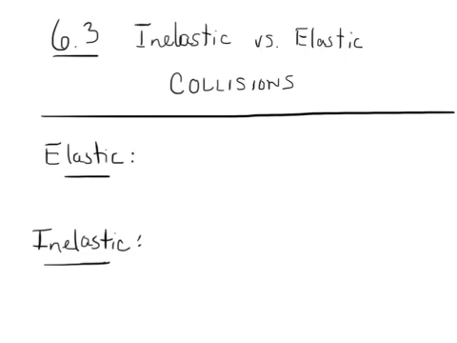Let's talk about specifically two types of collisions. What we've noticed so far is that we've had collisions where two objects might collide and then bounce off one another. Then we had collisions where objects might collide and, in a sense, stick together.